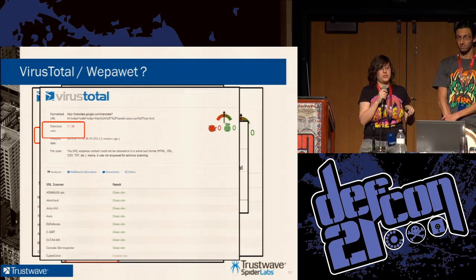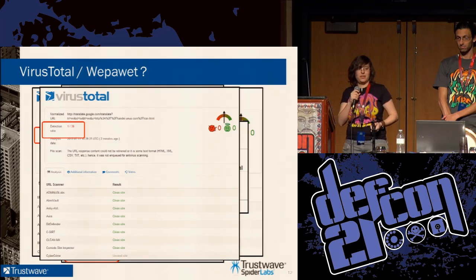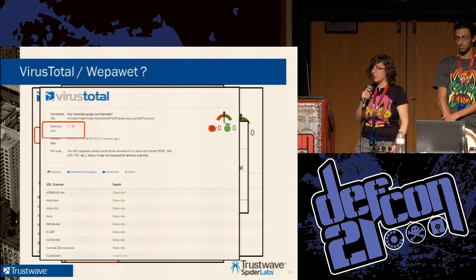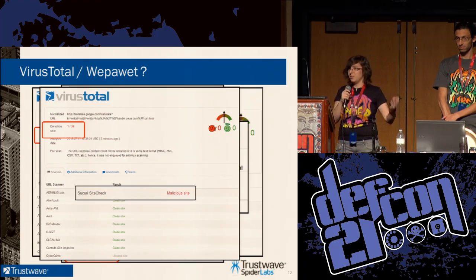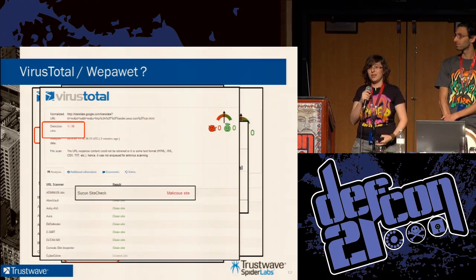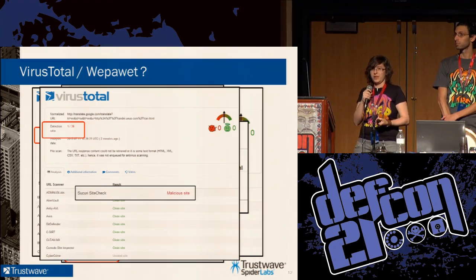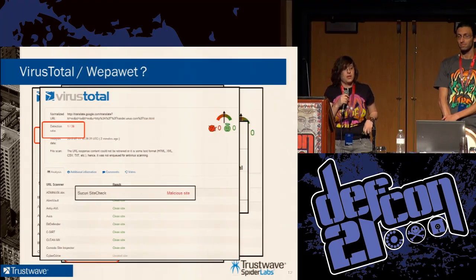And more interestingly, when we put it back on VirusTotal, we actually got one detection, one single engine that dynamically scanned our content and figured out what was happening. And that would be Site Check. So if there's any security people in the crowd, good job. They actually dynamically analyzed the content exactly as we intended for the attack to be executed and figured out that we were attacking with this page.